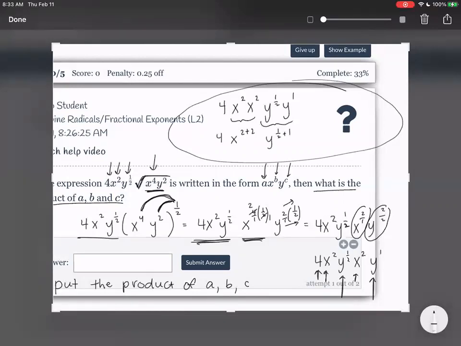Okay, so we're just going to add up those exponents. The 4 just stays in the front. 2 plus 2 is 4, nice and easy. And then the 1/2 plus 1. Okay, so 1/2 plus 1.